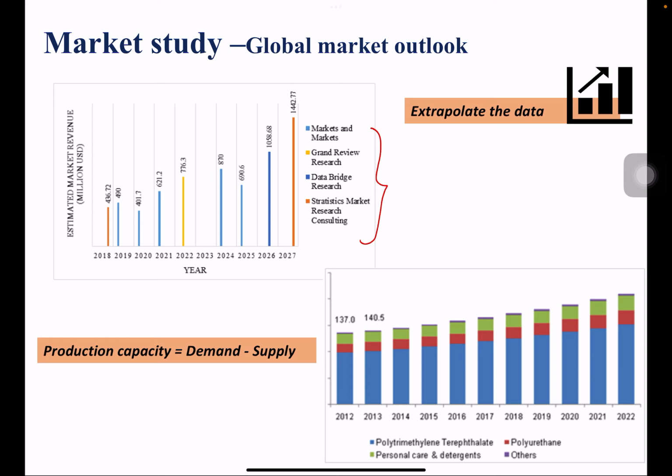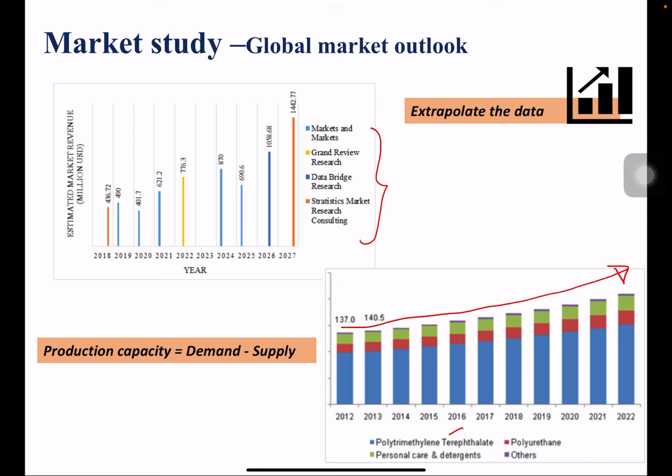And then, what are the various applications of the product? Maybe your 1,3-propanediol can be used for production of polytrimethylene terephthalate, right? And then polyurethane, or maybe personal care and detergents and others and so on. So you can see where the demand is. Is the demand increasing or not?